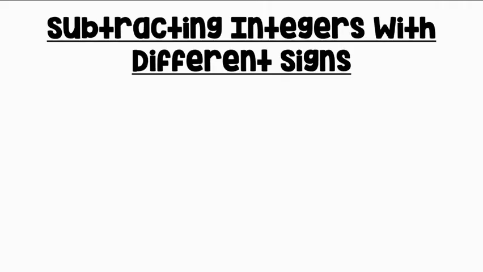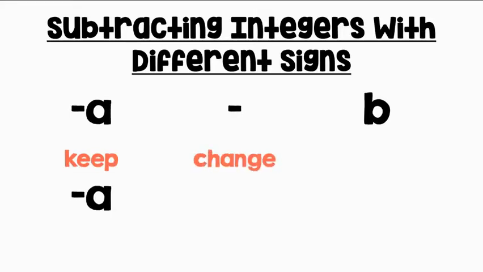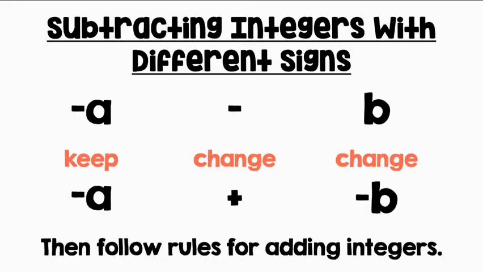We will subtract integers with different signs using the additive inverse, the same way we subtract positive integers. If we have two integers, -a minus b, we keep our -a, change minus to plus, and change b to -b. Then we follow the rules for adding integers.